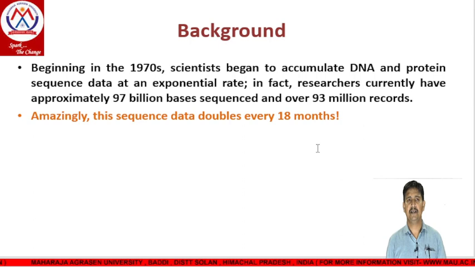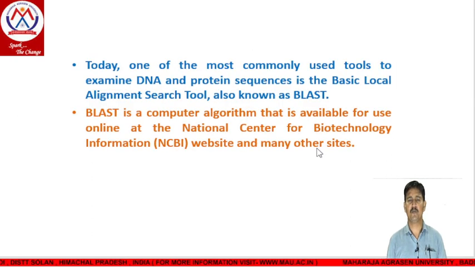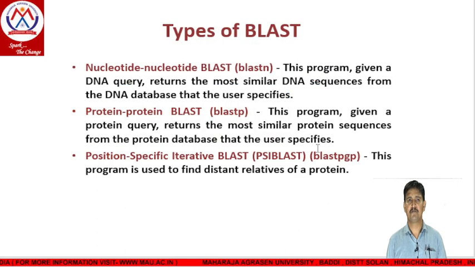Background of BLAST. Beginning in the 1970s, scientists began to accumulate DNA and protein sequence data at an exponential rate. Researchers currently have nearly 97 billion base sequences and over 93 billion records. Amazingly, this sequence data doubles every 18 months. Today, one of the most commonly used tools to examine DNA and protein sequences is the Basic Local Alignment Search Tool, also known as BLAST. BLAST is a computer algorithm available for use online at the National Center for Biotechnology Information website and many other sites.